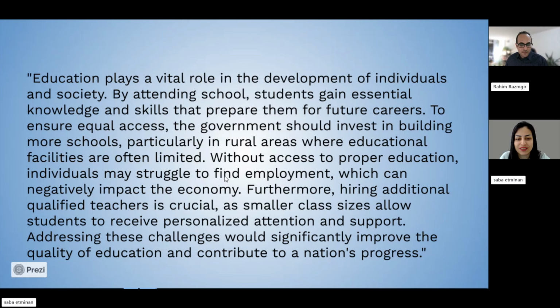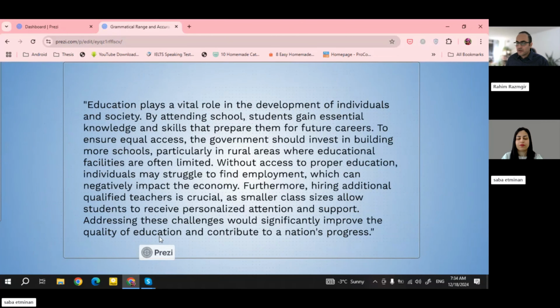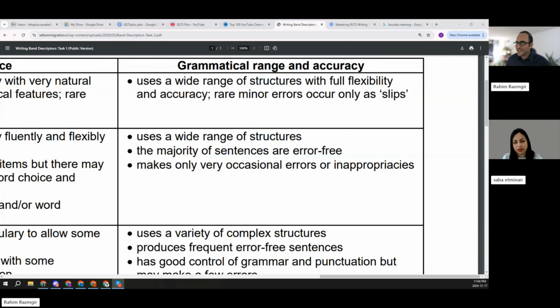Awesome. That's great. So let me just go ahead quickly and review the band descriptors for grammatical range and accuracy. This is our tradition for the marking criteria.